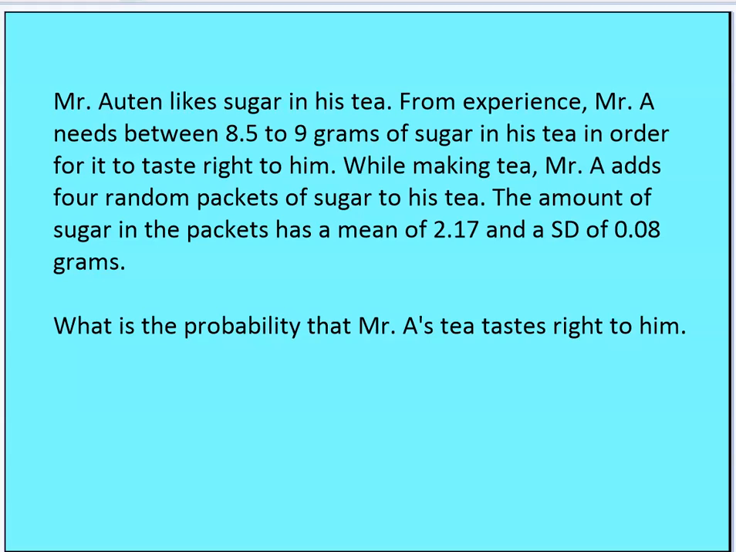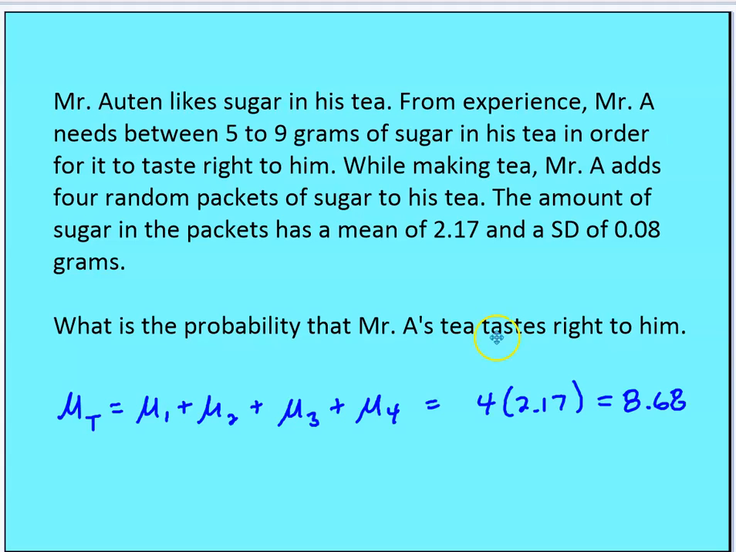What is the probability that if I were to add 4 random packets that the tea would taste right? All right, so this is somewhat of a complicated problem, but I think after you see it, it will become less complicated. So I'm going to sum the mean values for each. That's 4 times 2.17, so 2.17 plus 2.17 plus 2.17 plus 2.17, that's 8.68. So the mean value for all the sugar that Mr. Otten will get is going to be 8.68.